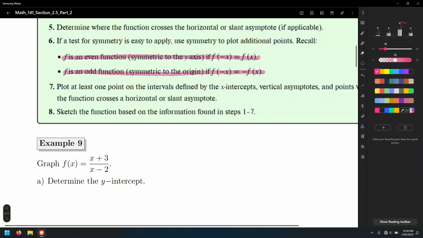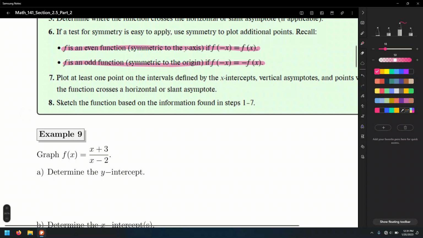We determine whether a function is symmetric about the y-axis if the function is even. That is, if we evaluate the function at negative x and we obtain the original function, then it's even. But if we get the function with the opposite sign, it's an odd function, which is symmetric about the origin. If you don't get any of those, it's possible that the function is neither symmetric about the y-axis nor the origin.